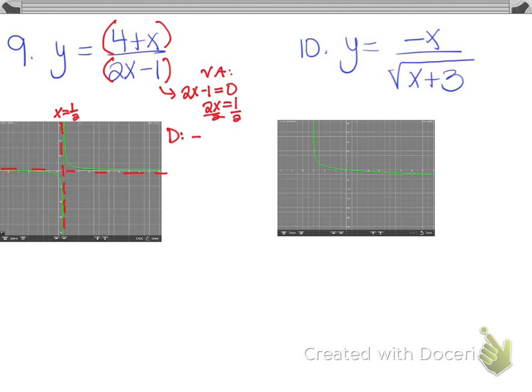So we have a domain of negative infinity up to a half, but not including either one, right? Can't include the half because it's where the asymptote is. And then starting after a half and going up to positive infinity.